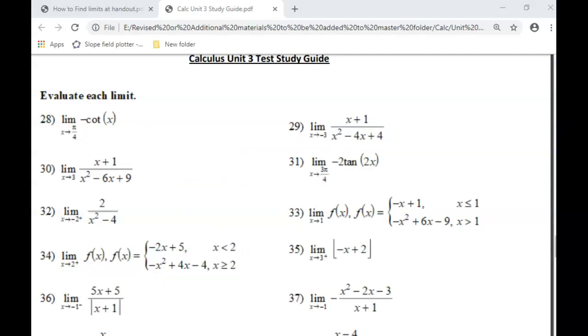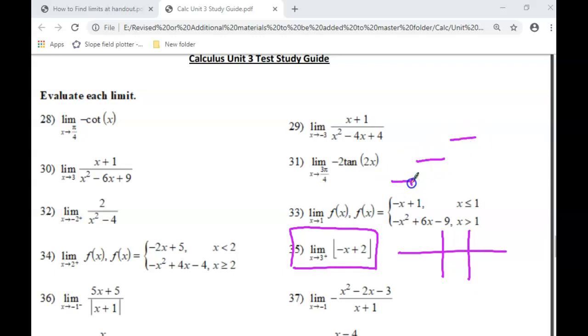All right, 35. Now, if you didn't do the extra credit lesson a few weeks back on step functions, this one's going to throw you. The only way to find the limit of a step function is by doing a table. Okay, so we're going to make a table. It's a non-removable discontinuity. Step functions look like this.